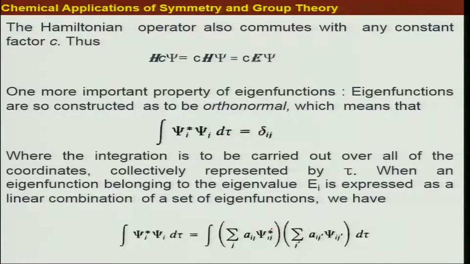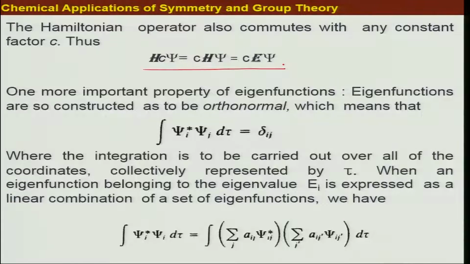Now, the Hamiltonian operator, apart from showing commutative property with the symmetry operations, also commutes with any constant factor, right. So, for example, here the wave function is given as psi, but if I multiply this psi by any constant, then that also does not change the state of the system, only the normalization condition changes. So, what is said here is that the Hamiltonian also commutes with that constant. Therefore, I can write that if I have a constant c multiplied to the wave function psi, which is an eigenfunction of the Hamiltonian operator, then c and H commute. Okay. So, this is an important thing that we should note.